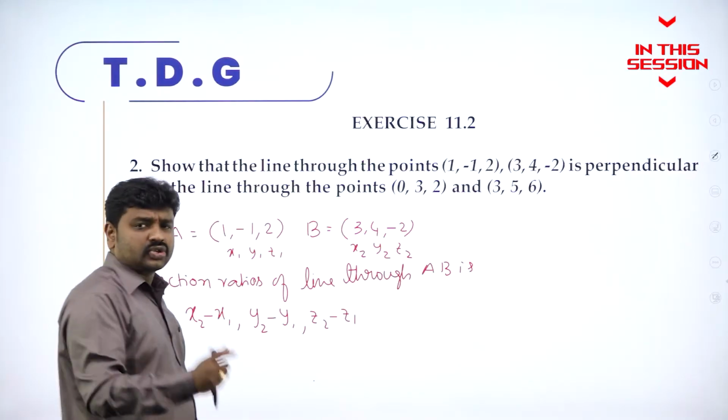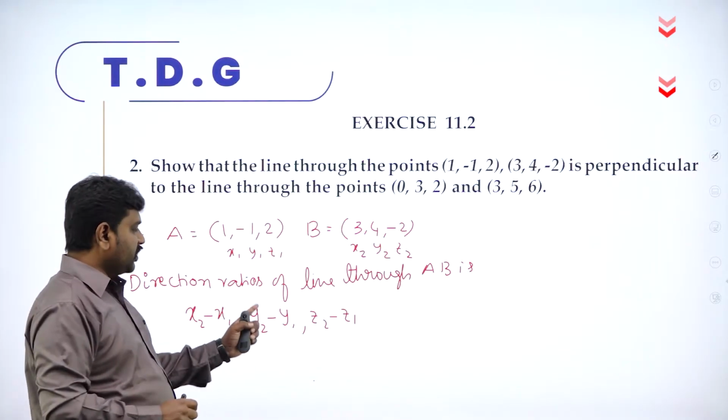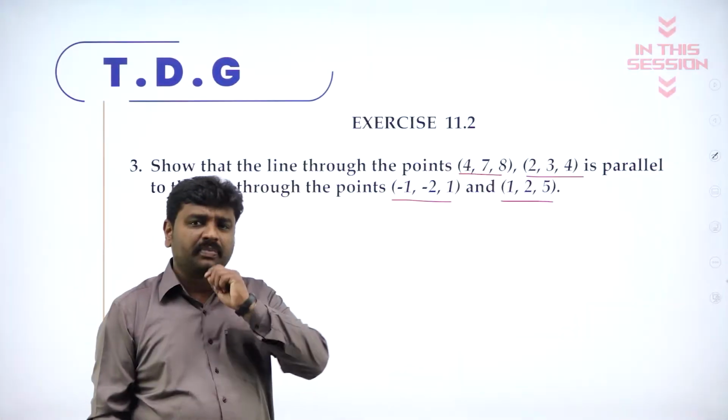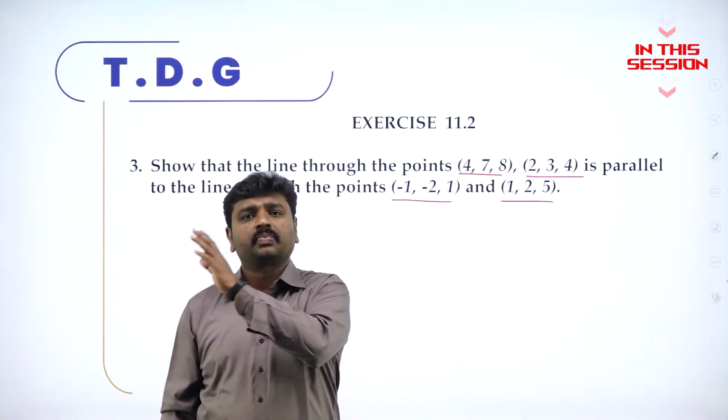How to find direction ratios of line joining point? x2 minus x1, y2 minus y1, z2 minus z1. Two lines are parallel, then their direction ratios are proportional.